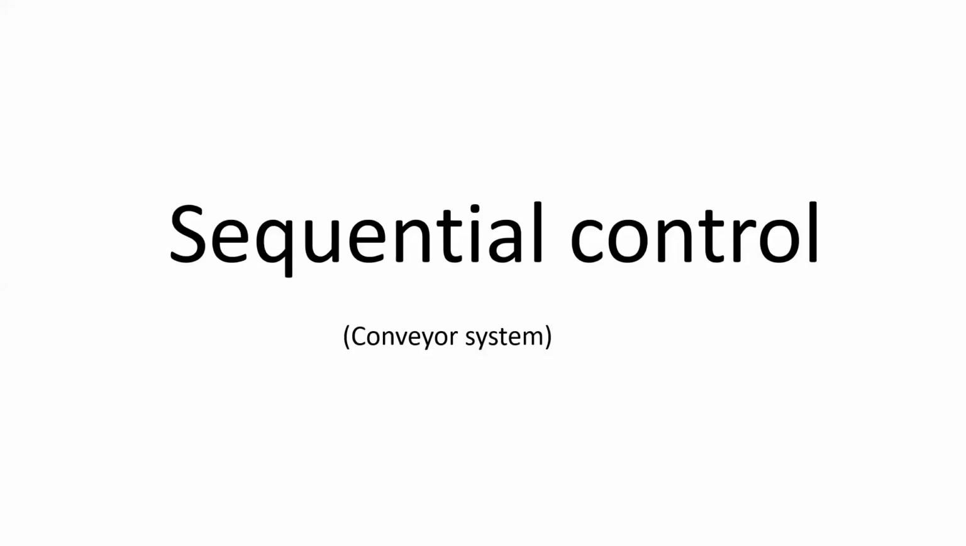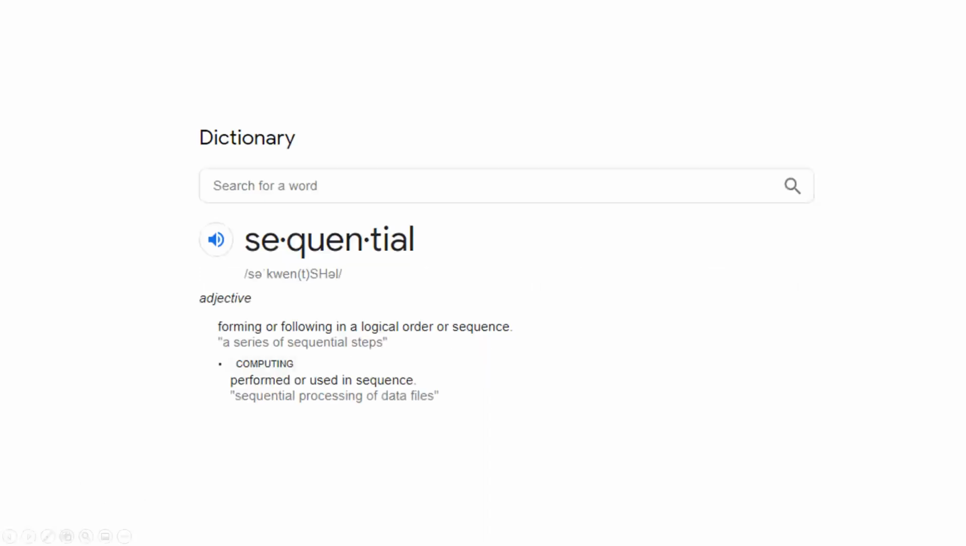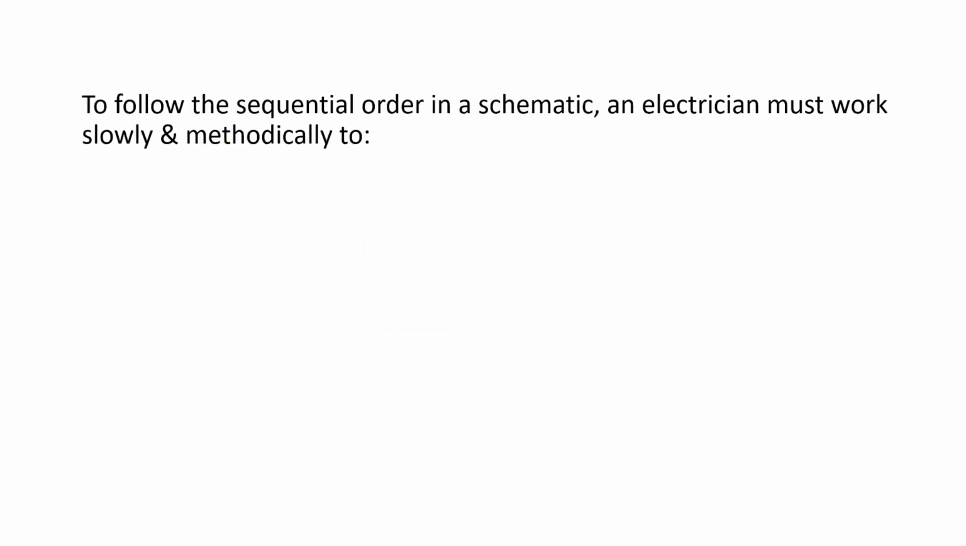Sequential control, conveyor systems. In this presentation, we're going to be looking at the specifics behind how a conveyor system is typically operated. Sequential, as we know, has to do with the forming or following of a logical order of sequence. And so we're going to be following through the relay logic required in order to get a typical conveyor system to function as would be expected in the electrical industry.